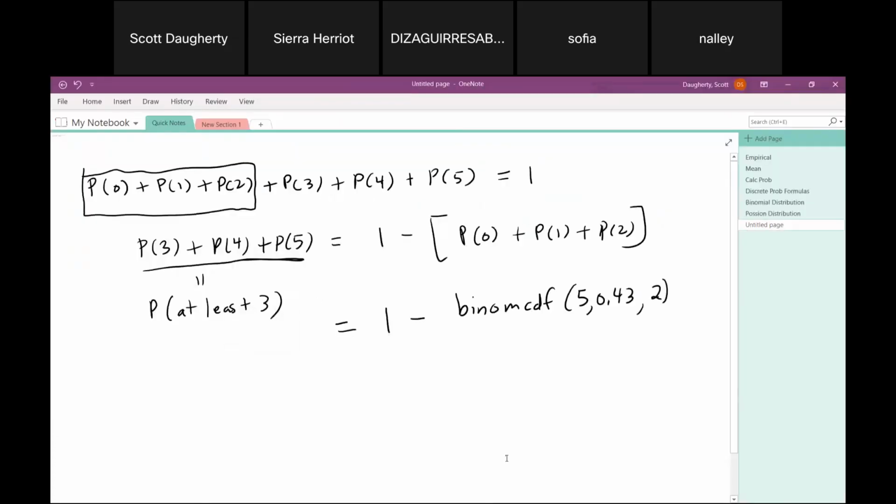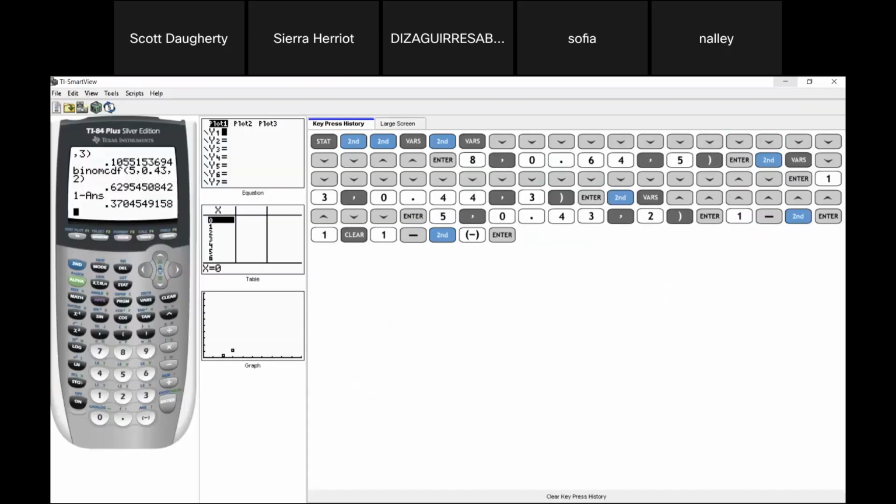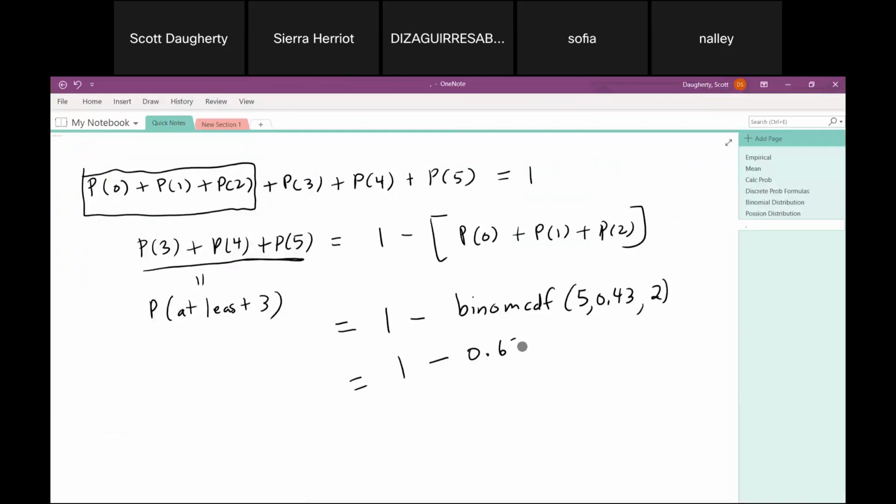So just to be clear, this turned out to be about 63%, I'm rounding it off a little bit. This was about 0.63. And when I say 1 minus it, I get 0.37. And that gives me the probability of at least 3 out of 5.